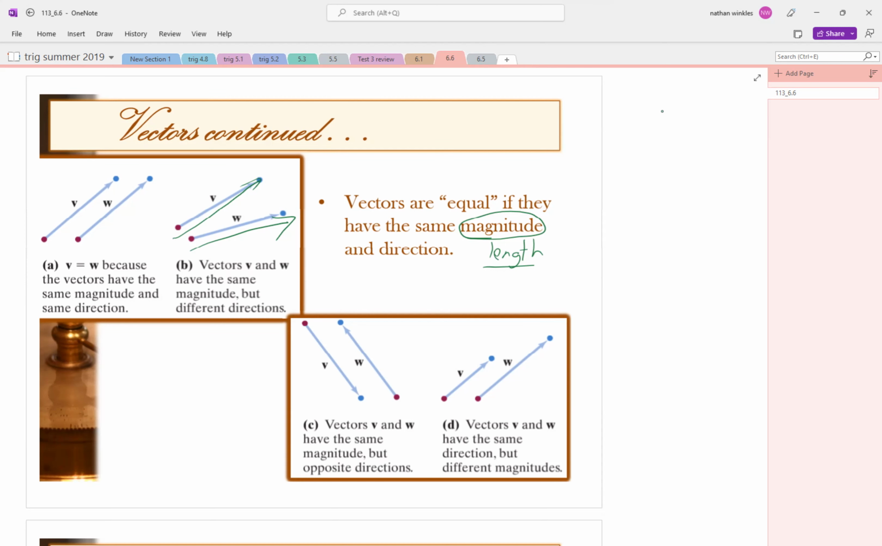Vectors V and W for D have the same direction, but they have different magnitudes because, as we can tell, V is nowhere near the length that W is. So in every case, in order to determine if they are equal, we have to make sure that they have the same magnitude and direction.